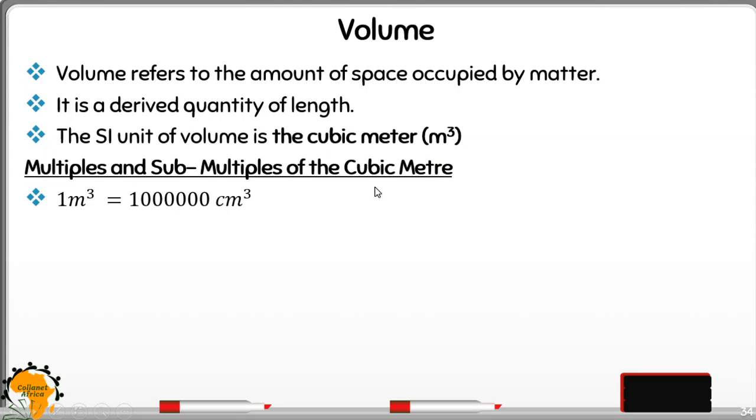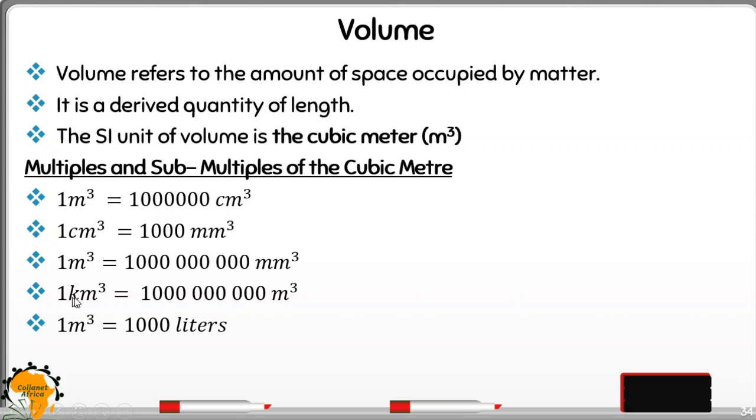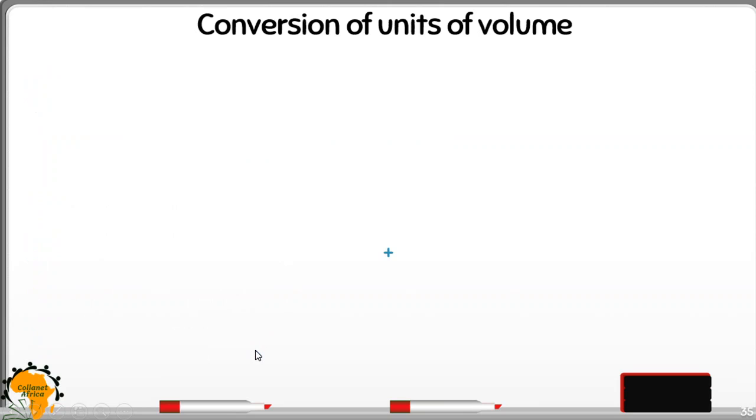We have multiples and sub-multiples of cubic meter as tabulated below. We have 1 cubic meter equivalent to 1 million cubic centimeter, 1 cubic centimeter equivalent to 1000 cubic millimeter, 1 cubic meter equivalent to 1 billion cubic millimeter, and 1 kilometer cubed equivalent to 1 billion cubic meter. Then we have 1 cubic meter equivalent to 1000 liters, 1 liter equivalent to 1000 milliliters, and finally we have 1 liter being equivalent to 1 decimeter cubed.